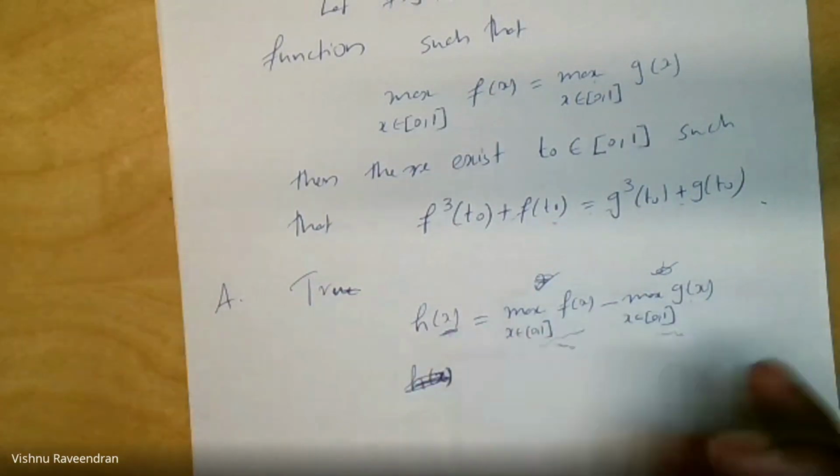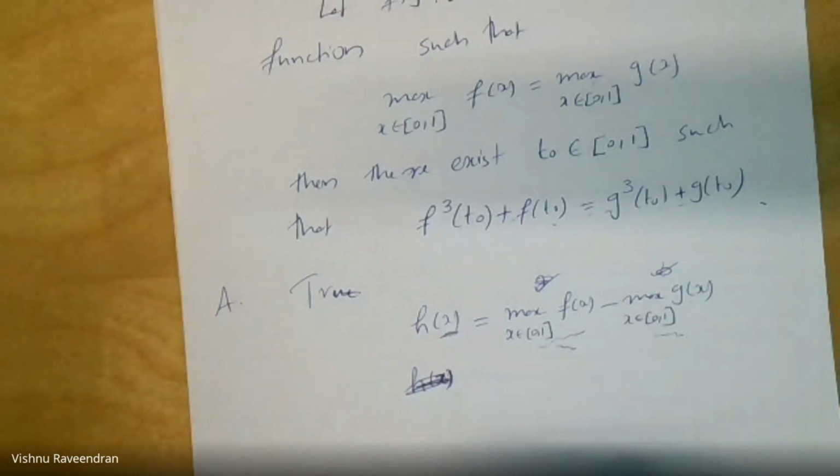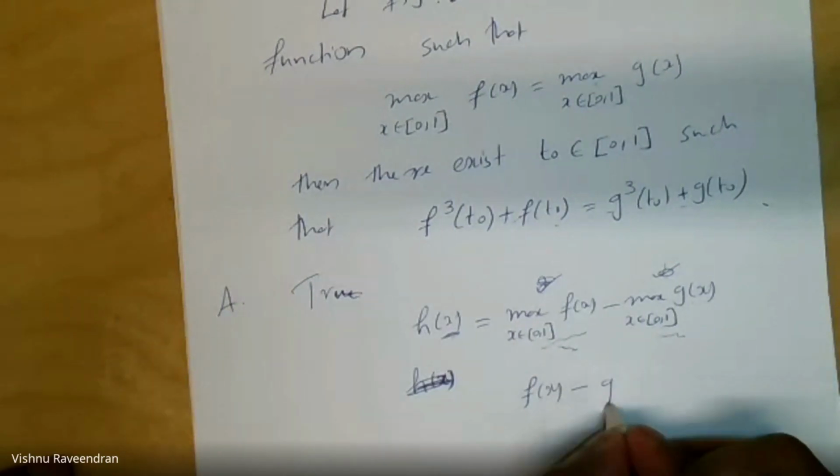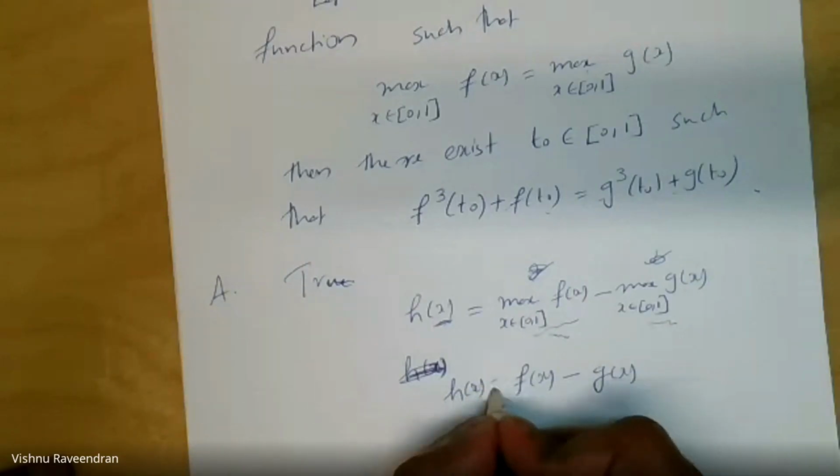Yes, the idea is correct. You need to use the intermediate value theorem for this. And h of x is equal to f of x minus g of x. So this is your new h of x.